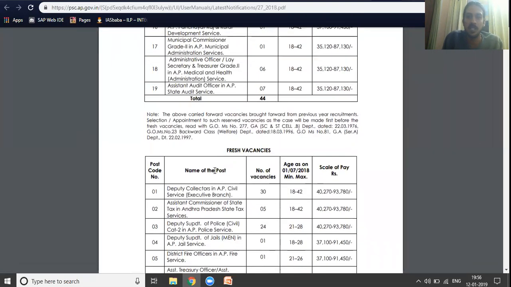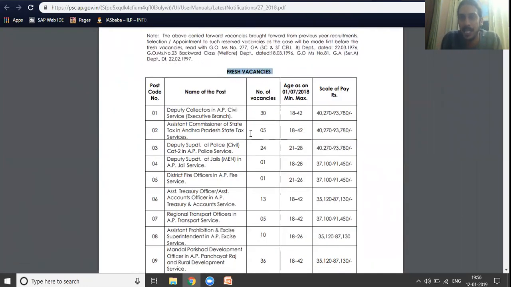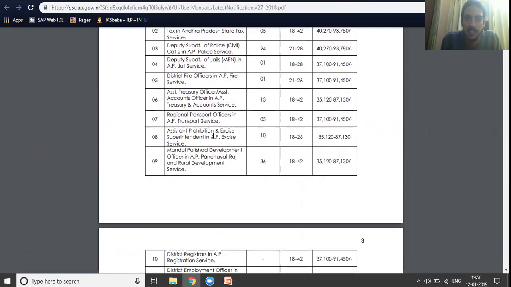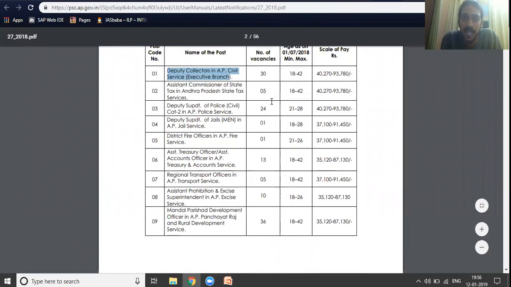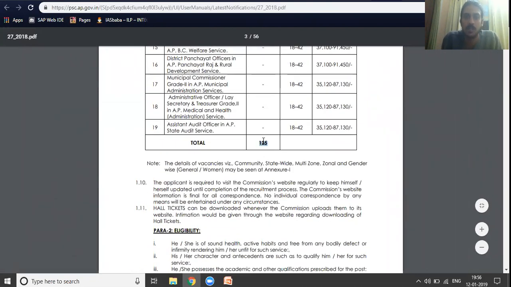Now, the fresh vacancies, if we take a look at them, this is what is important for us. We are writing examinations for these posts. Here we have deputy collector in AP civil service, assistant tax commissioners, assistant commissioner, superintendent of police, deputy superintendent of jails, and here we have the number of vacancies as well. మనం అన్ని calculate చేసి చూస్తే we have 125 vacancies.